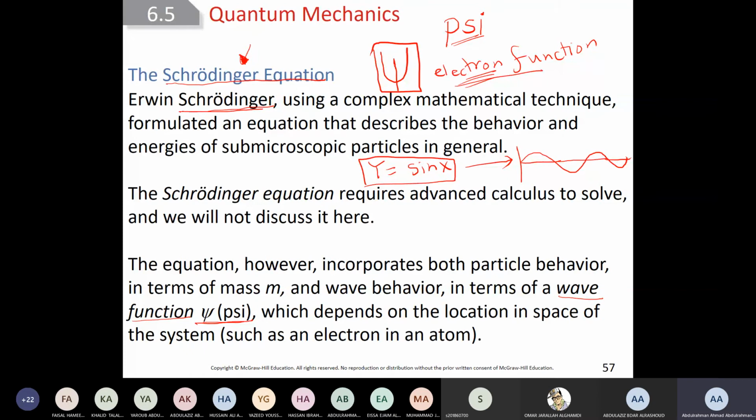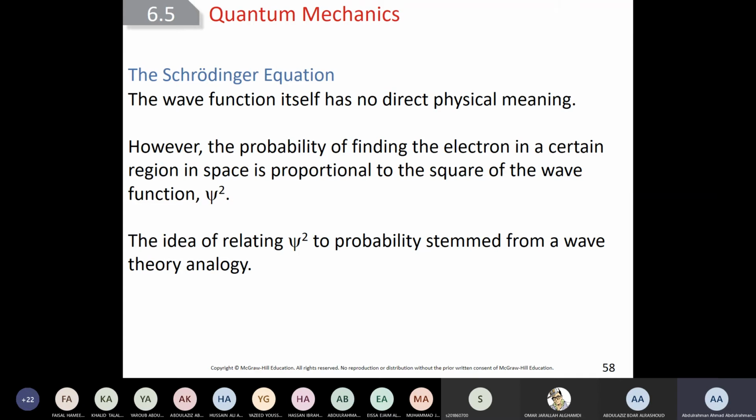It's a wave function for the electron. This wave function, y equal to sine x, represents this wave. But this wave, which is psi, represents the electron. That's why we call it wave function. Then we also have psi square.